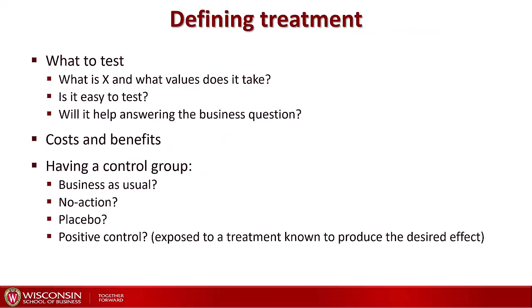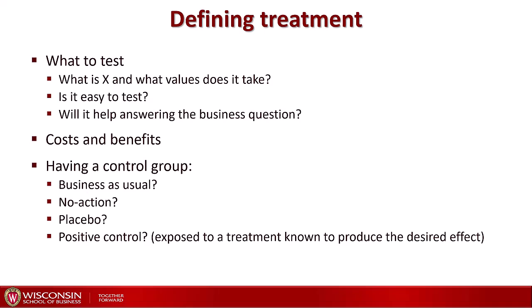Let's discuss how to define the treatment. Defining the treatment consists in picking X and its possible values or categories you want to use in your experiment. You might look at the business question and then what hypothesis you need to test to answer it. From there, you might have a good idea of what would be the treatment, but not always.